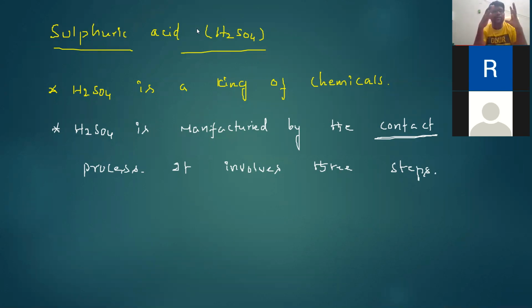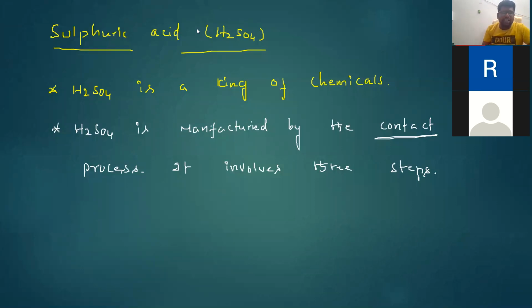First step is burning of sulfur or sulfide ores in air to generate sulfur dioxide. What is the equation? Sulfur treated with oxygen to form sulfur dioxide. That is the first step. The second step is conversion of sulfur dioxide to sulfur trioxide. And the third step is absorption of sulfur trioxide in H2SO4 to give oleum. These are the key steps in the manufacturing of H2SO4. So write down one by one.